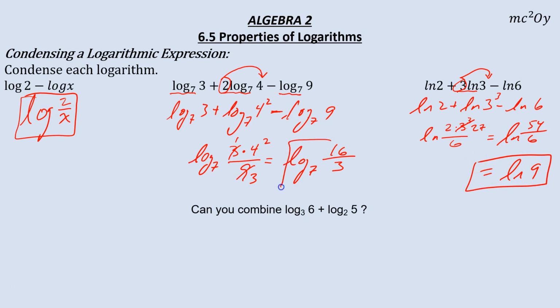All right, let's note box that. One last thing, can you combine the log base 3 of 6 plus log base 2 of 5? And the answer is no. Why? They have different bases. They have to have the same base.